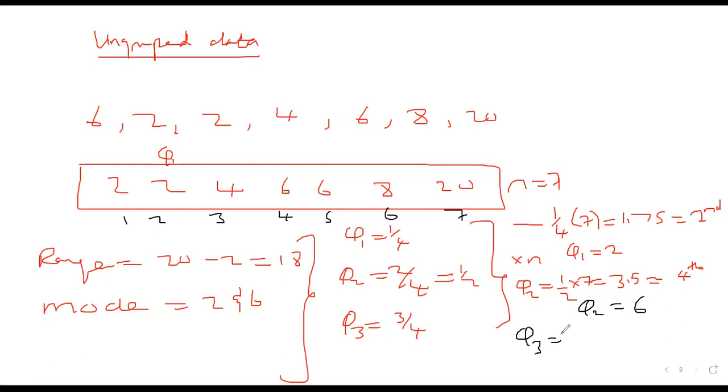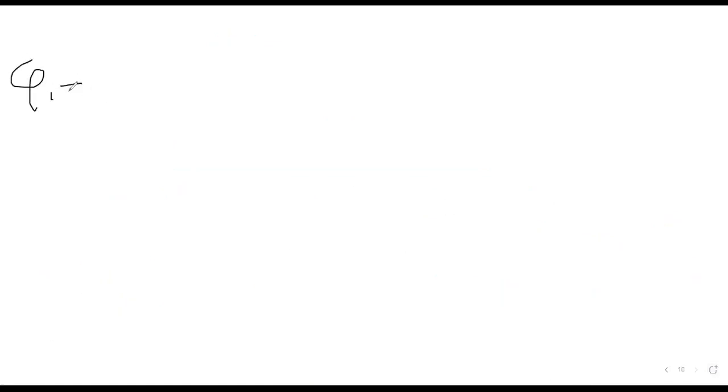Q3, 3/4 of what? Of 7. What is 3/4 of 7? 5.25. Round up, which is the sixth number. So the sixth number is 8. So our Q3 is 8. All right, so we have Q1, Q2, Q3 as 2, 6, 8.